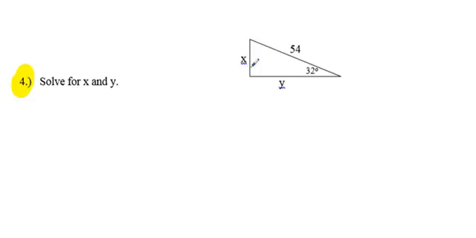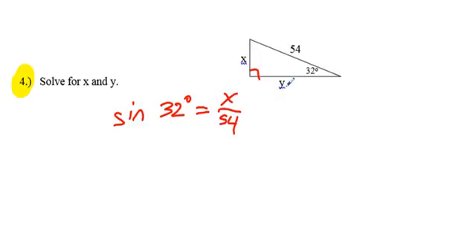So to solve this triangle, it is a right triangle, first of all. You need to write an equation for sine and cosine to solve for each x and y. Since 32 degrees is over here, x is the opposite, so we will do sine 32 degrees equals opposite over hypotenuse 54.